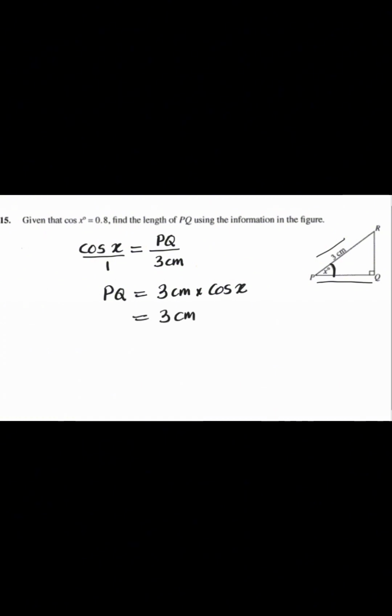3 centimeters times, now the data was given: cos x is equal to 0.8. Therefore we can replace cos x with 0.8. The unit will be centimeters. If you multiply this by 0.8, you will have 2.4. That is the answer for the 15th question.